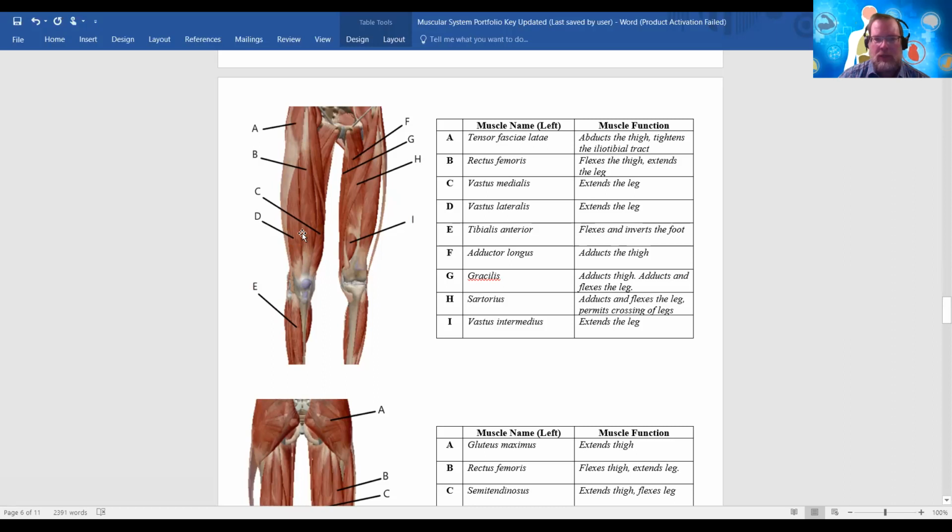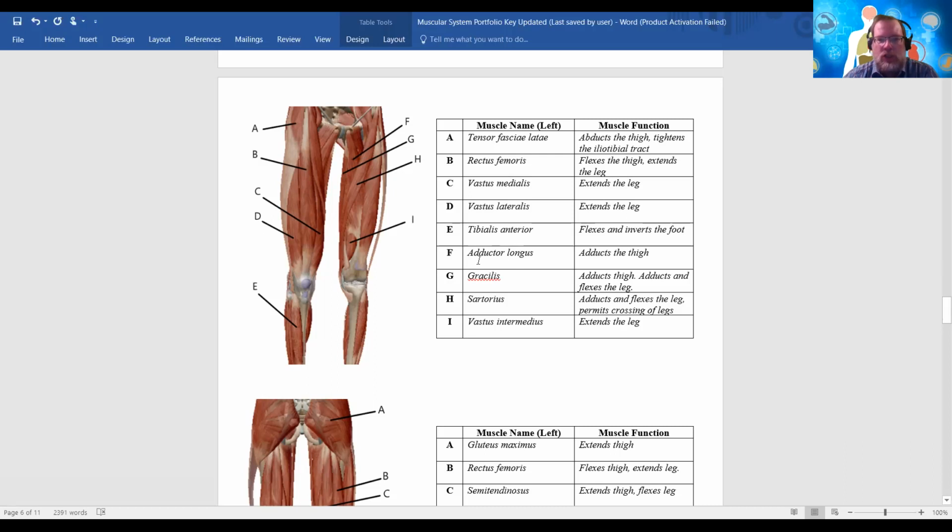The third one is going to be located underneath. And so over here, we've kind of removed some of this. So letter I is going to show us that vastus intermedius. So inter means between, medius down the middle. So vastus medialis, lateralis, and then intermedius underneath. Letter H is that strap-like muscle we called the sartorius.